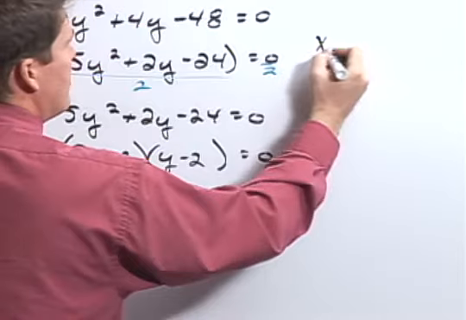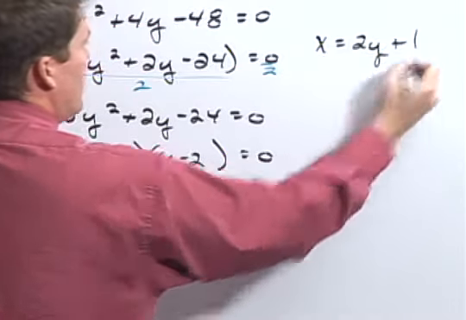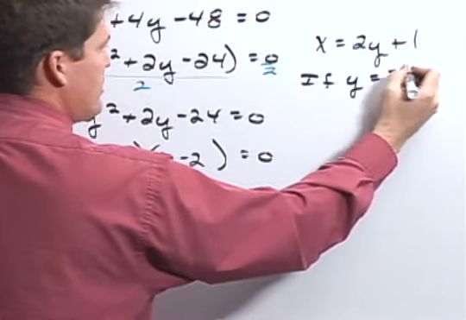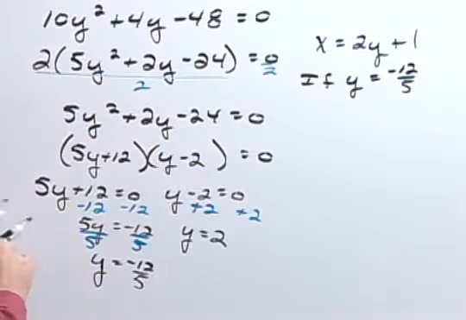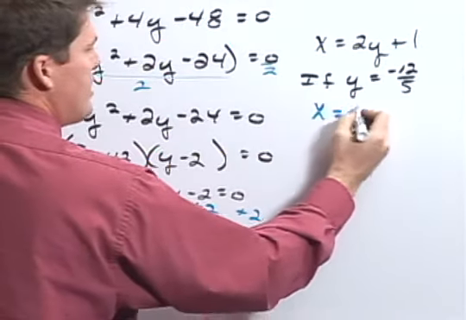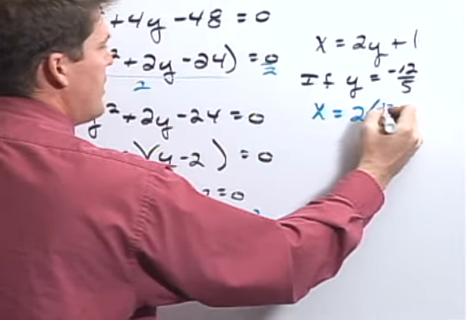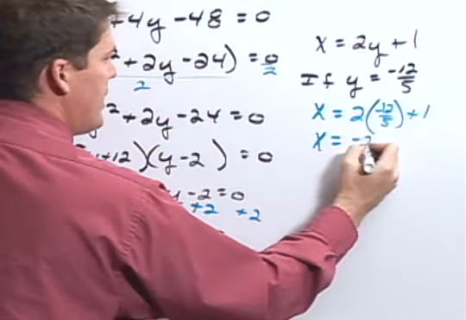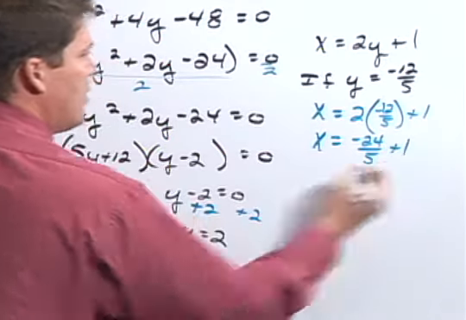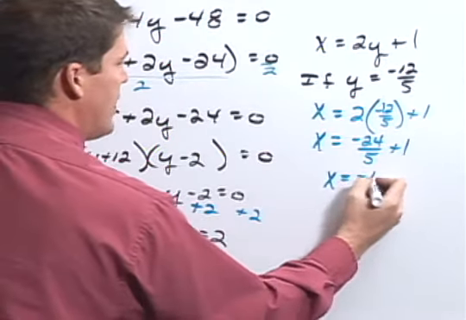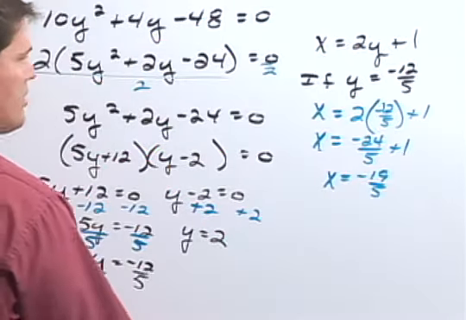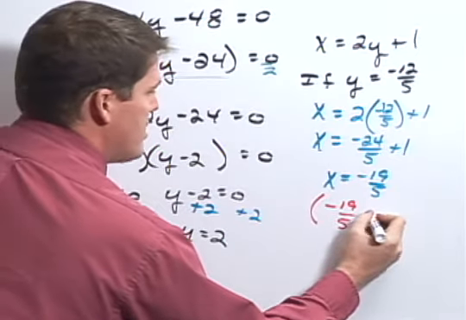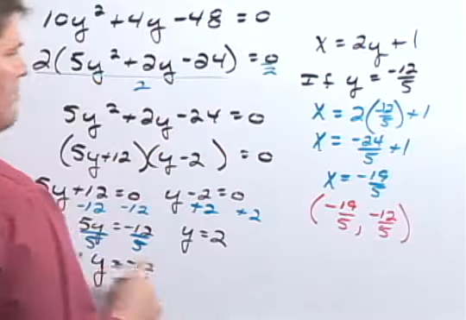Remember that x was equal to 2y plus 1. So if y equals negative 12/5, then putting that in, x equals 2 times negative 12/5 plus 1. x equals negative 24/5 plus 1. Or x would equal negative 19/5. So I'd have the solution negative 19/5, negative 12/5 as one of my answers.